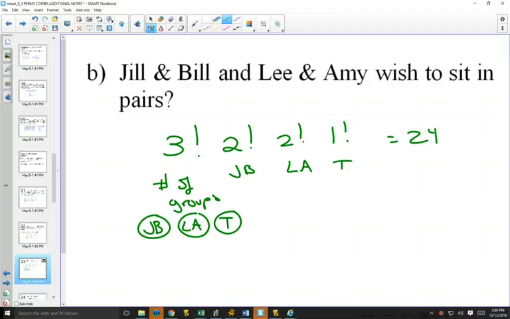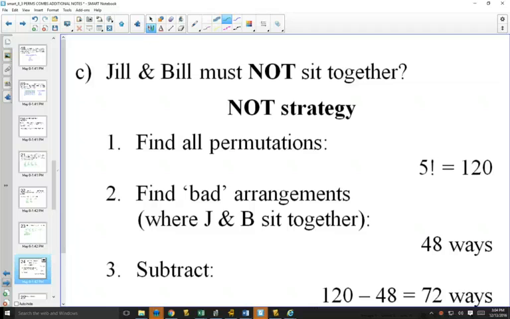And then we get to part C, which is called Tom's Revenge. And something happens, and now Jill and Bill must not sit together. Okay, we're not going to worry about Lee and Amy. They're sort of on again, off again, so they could sit together or not, doesn't matter. But we must make sure that Jill and Bill are not together. And I talked about this earlier. This is where we're going to have to use what I call the not strategy. It's not easy to count Jill and Bill separate, but it is easy to count them together.